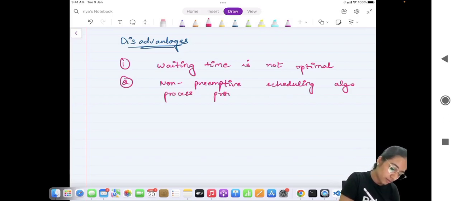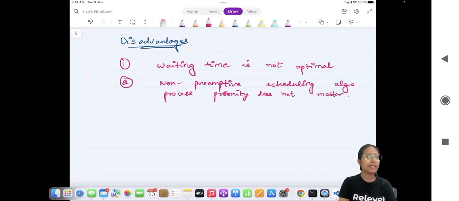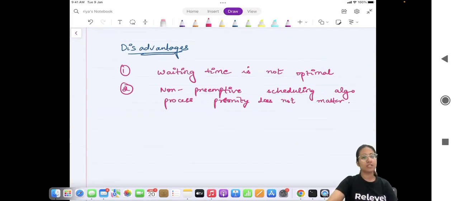Process priority does not matter. It may be a case that a high priority process comes up, but it will still have to wait in the queue like any other process. Okay. So that is the overall idea about the disadvantages of using the first come first serve algorithm. I hope this is clear to everyone as well.